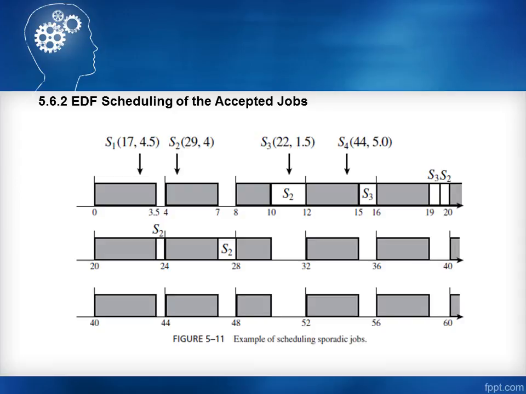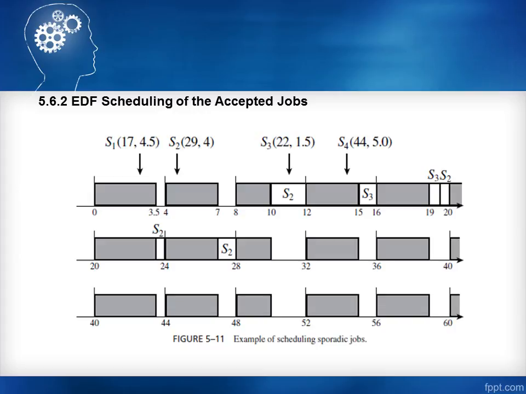So in this topic we will be seeing the EDF scheduling of accepted sporadic jobs, where S1, S2, S3, S4 are sporadic jobs. To see how the acceptance test is executed, we will take an example. Take S1. S1 has two parameters, 17 and 4.5, where 4.5 is the execution time of S1 and 17 is the deadline.